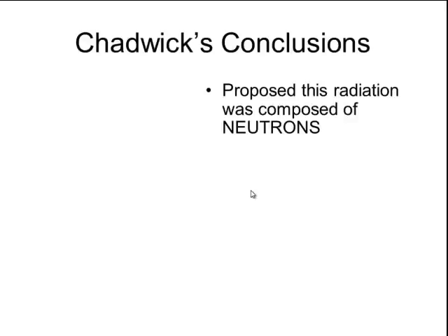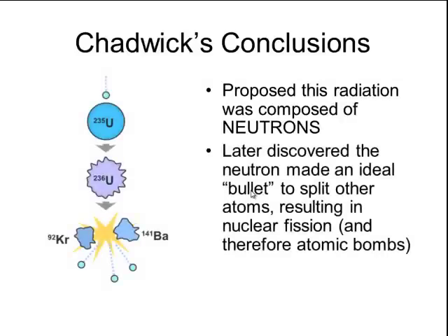So from these results, Chadwick was able to conclude that the radiation that was coming off of the beryllium metal was actually composed of neutrons. He later discovered that the neutron made an ideal bullet in order to split other atoms. Because there was no charge, they didn't interact with the atoms that they struck.